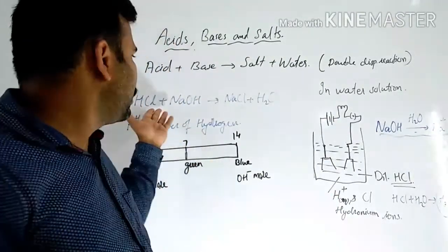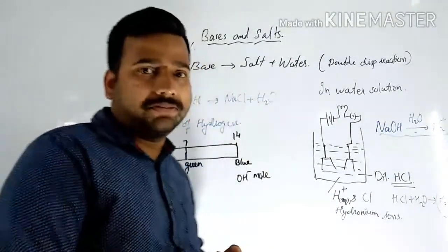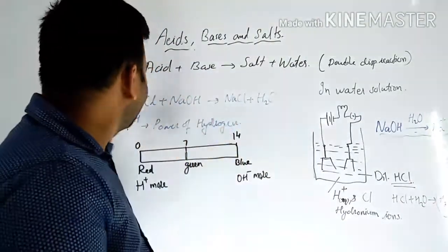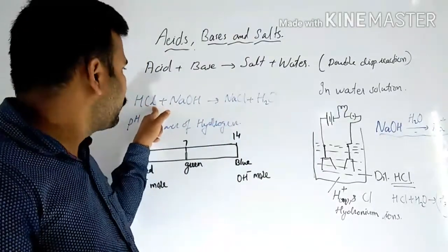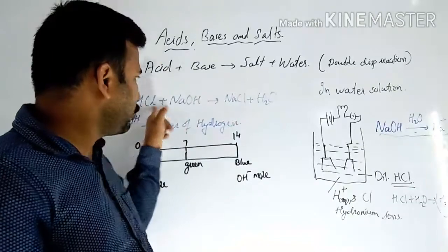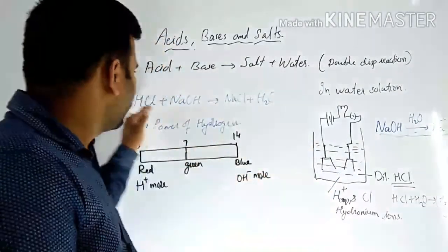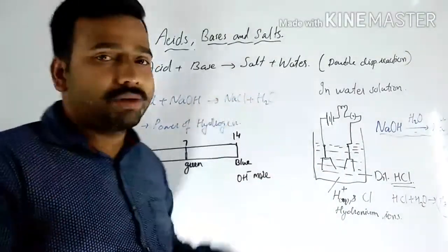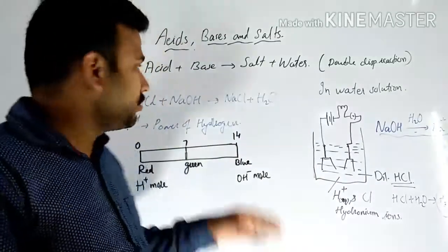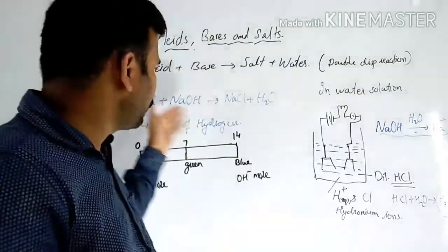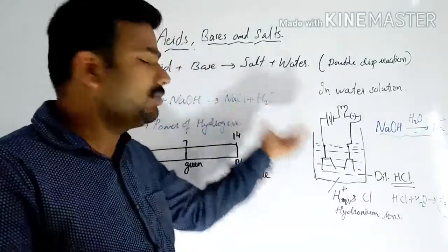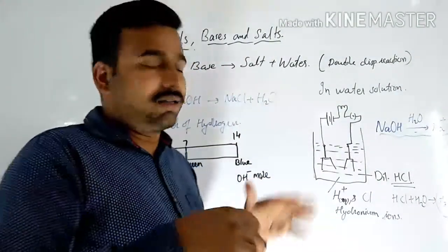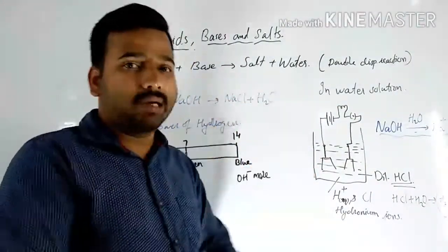As you can see, instead of HCl, if you take H2SO4, sulfuric acid, or nitric acid, we will get different salts. Instead of HCl, if you take H2SO4, what will be the product? H2SO4 plus sodium hydroxide. Instead of Cl here, the sulfate radical will come. That is Na2SO4 and H2O. If you take nitric acid, HNO3, or phosphoric acid, sodium nitrate and sodium phosphate will be formed as the salts in this reaction.